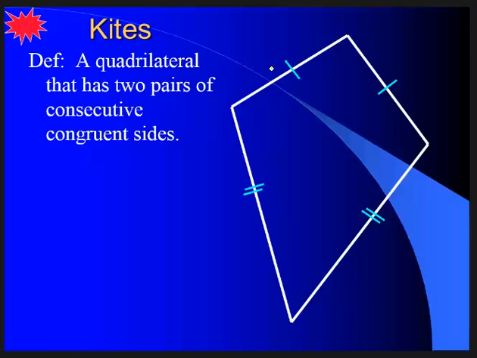Okay, notice the 2 consecutive sides. They're one right after another. They touch each other. Those are the ones that are congruent. Okay, then down here, they're touching each other. Those are the ones that are congruent, not our opposite sides. Okay, don't get them mixed up with the rhombus.